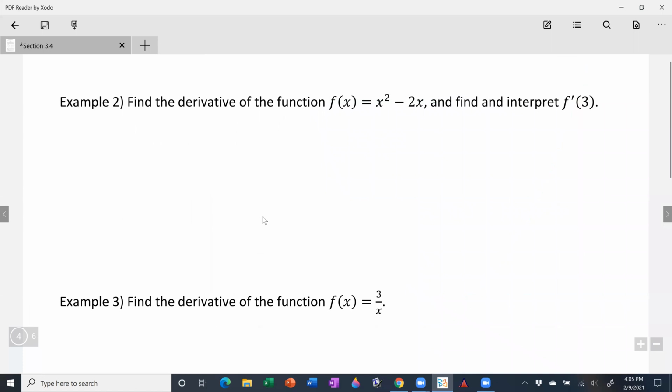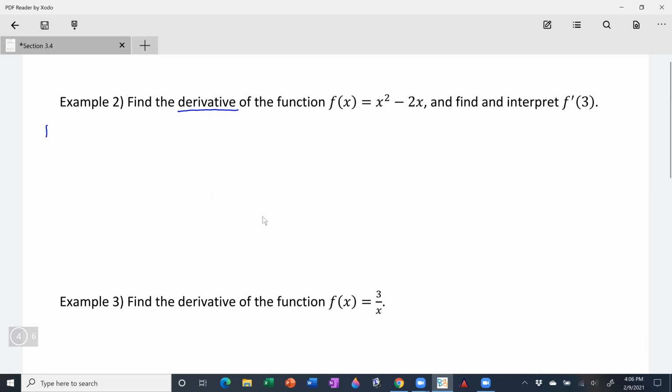Okay, let's do an example now. Let's find the derivative of this function: f of x equals x squared minus 2x. And then after we find the derivative, we find and interpret f prime of 3. For this, if they want the full derivative, that means we're doing the whole limit process, but we're not plugging in 3 yet. We're going to leave it as an x.